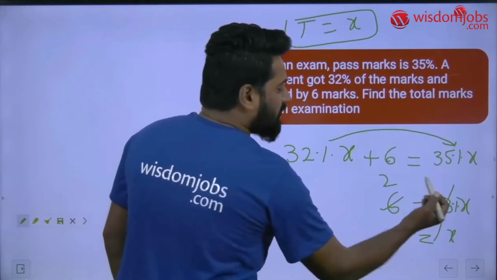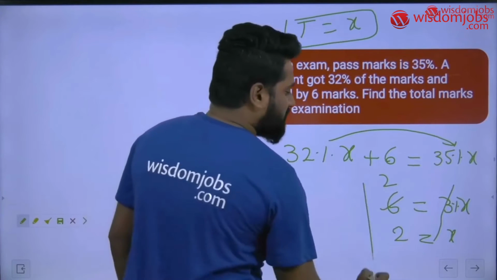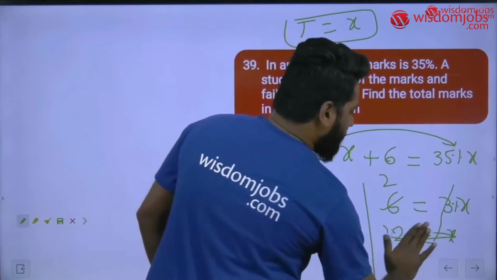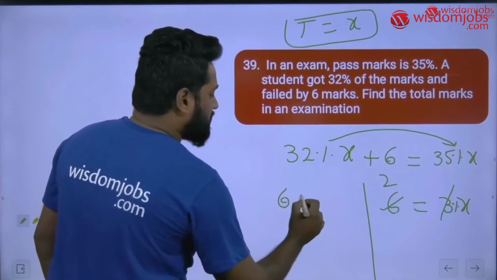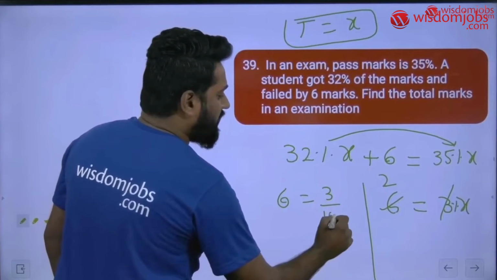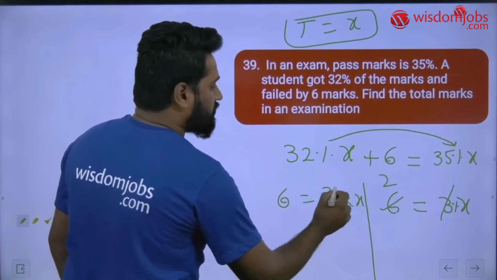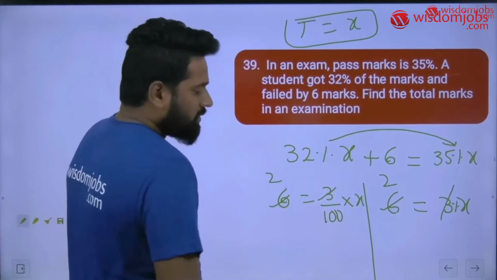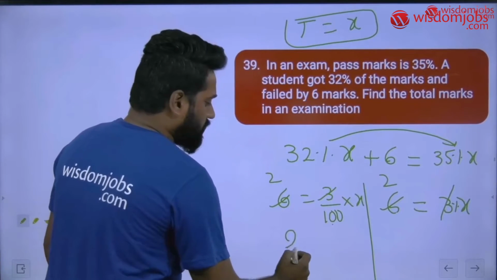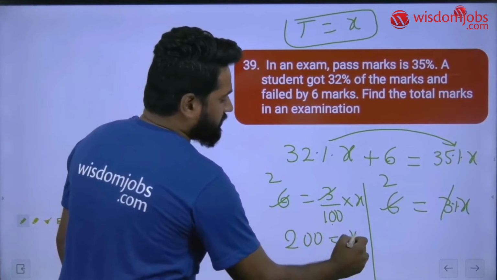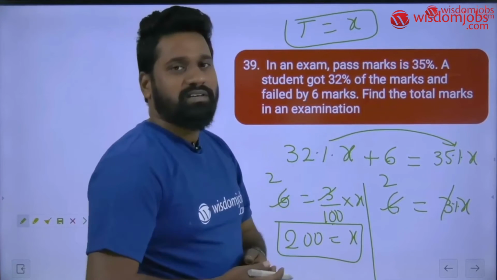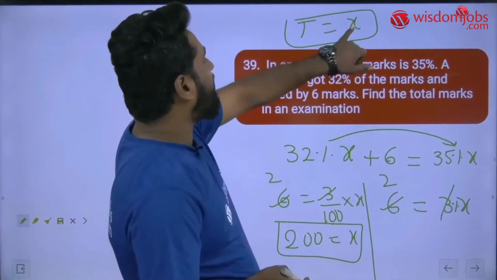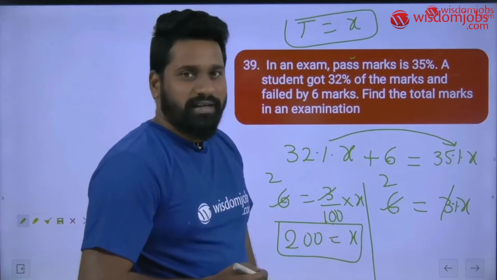3% means here you can write 3 by 100. If you observe this step here, 3% is nothing but 6 is equal to 3 by 100 into x. So 3 ones are 3, 3 twos are 6, so 100 into 2, 200 is equal to x. What is this 200 here? That is the total marks of the examination, because we have taken x as total marks in the beginning.